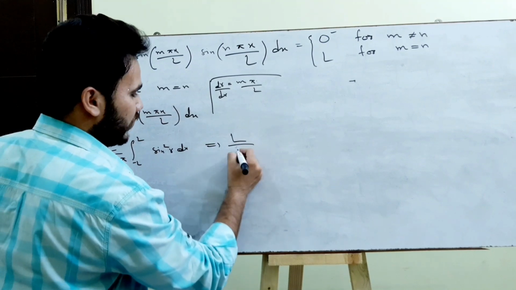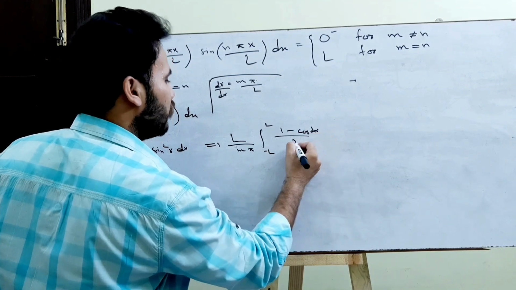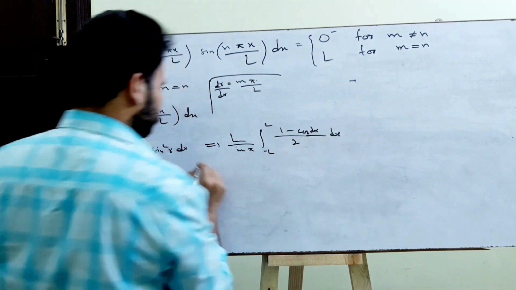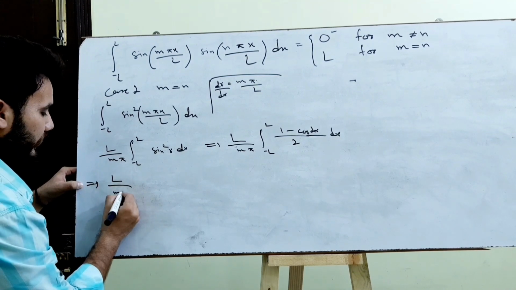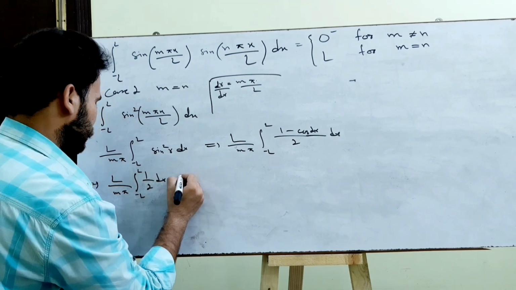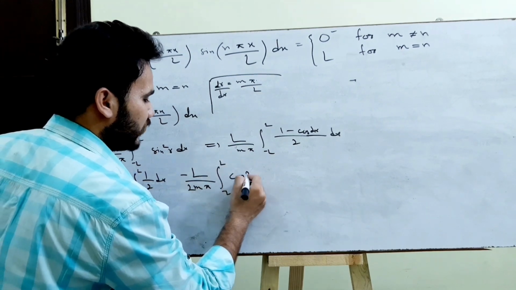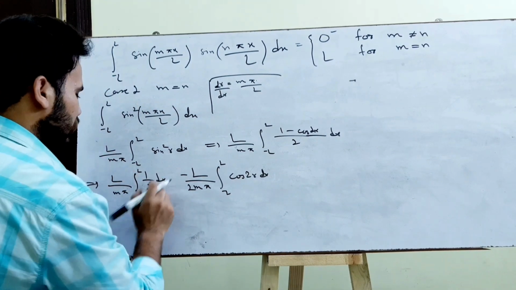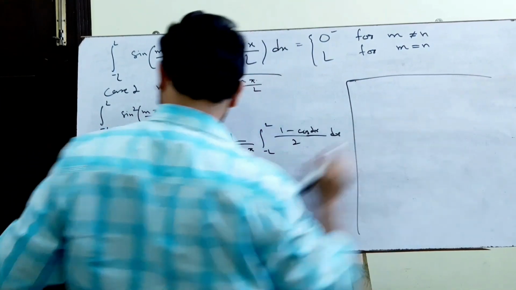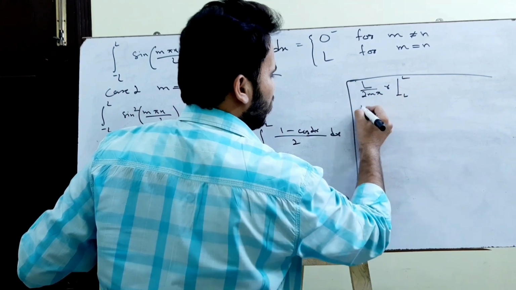We can rewrite this as L over m pi, integral from negative L to L of (1 minus cos 2r) over 2 dr. So L over m pi, integral from negative L to positive L of half dr, minus L over m pi, integral from negative L to positive L of cosine 2r over 2 dr. So first, this result I am computing first.